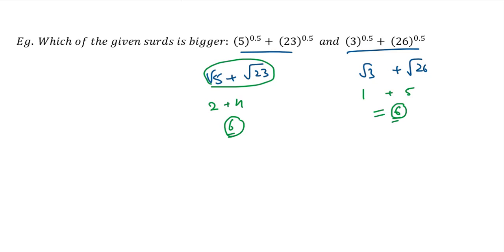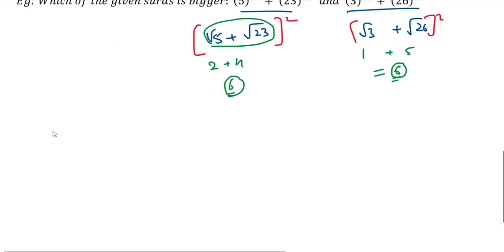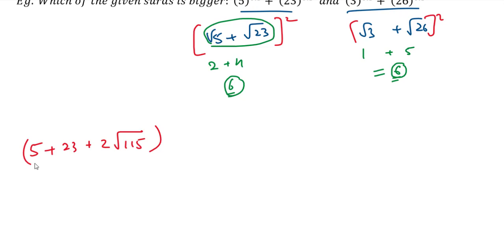So what we will do in this case is, we will square both these numbers. So we'll find the square of this number and square of this number, and then we'll compare them. So let's see how it is to be done. If we square this number, it will be a plus b the whole square, which will give us 5 plus 23 plus 2 times square root of 5 into 23, which will be 115. So this is the square of the first term.